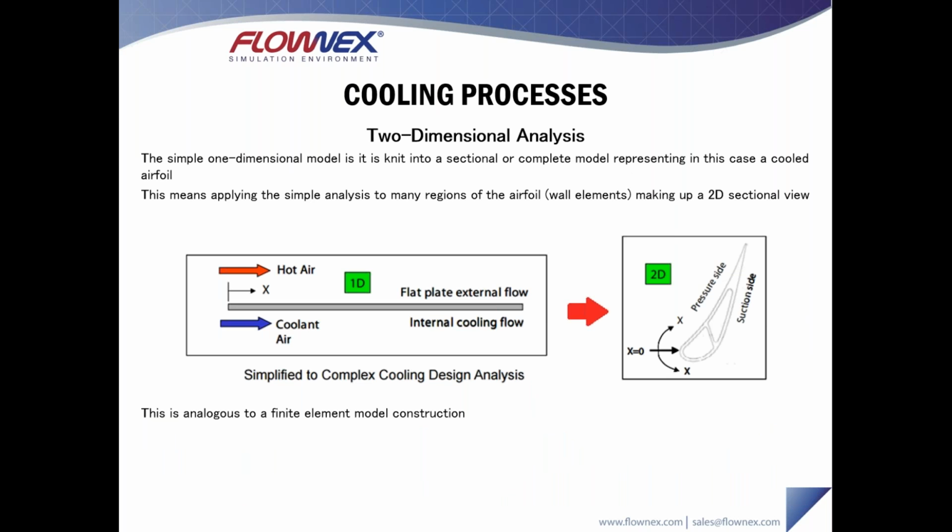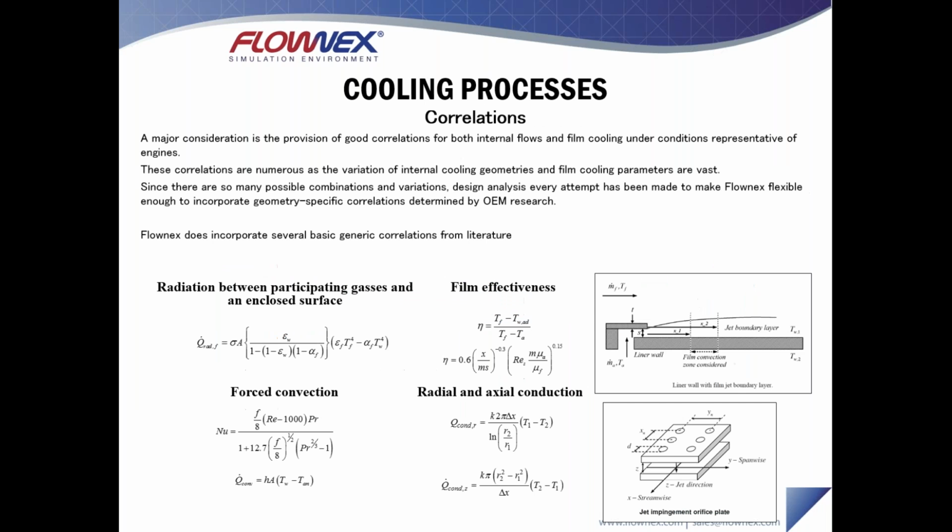So I kind of alluded to this earlier, but once you have a simple representation of a section of any geometry, you can knit it together and essentially represent a 2D model within Flownex. So we can model heat transfer both axially and radially out of a combustor or an airfoil or whatever that may be, by knitting together all of these one-dimensional components and correlations. And this is sort of analogous to finite element model construction. So the correlations that the user is applying is a major consideration, both for internal flow and external flow and film cooling, whatever section of the geometry you're looking at.